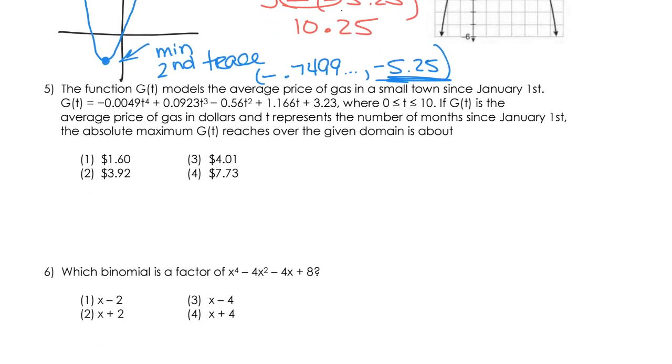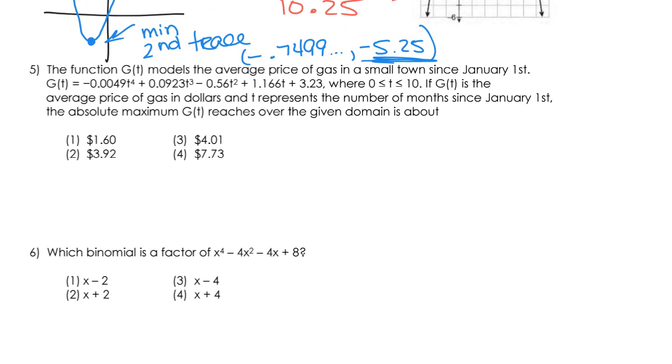All right, guys, let's take a look at number 5. It says that the function g of t models the average price of gas in a small town since January 1st. And look at that equation. Whew.